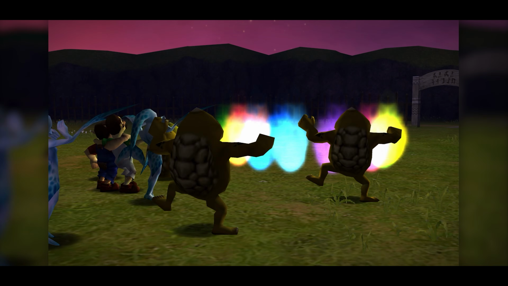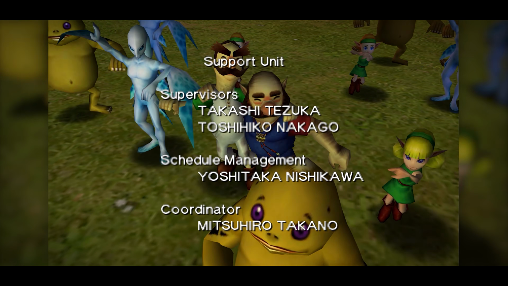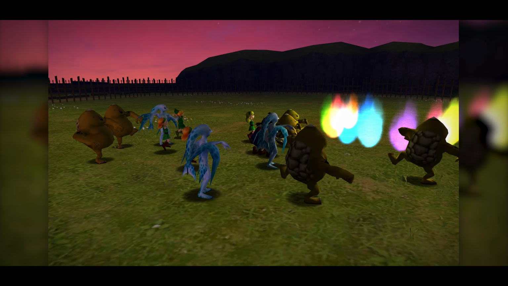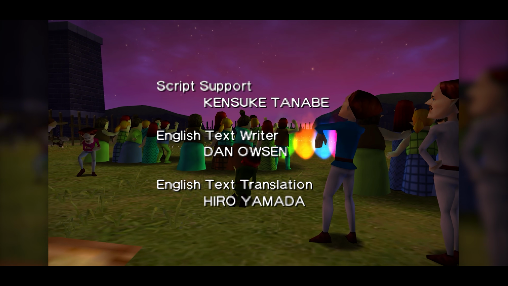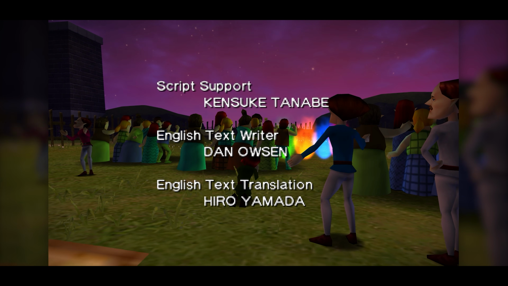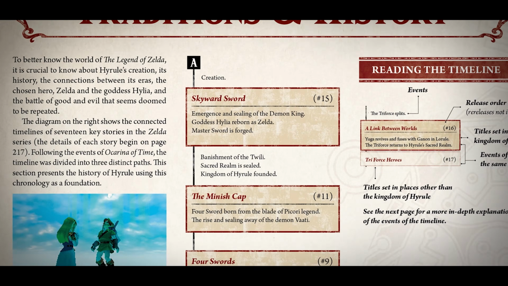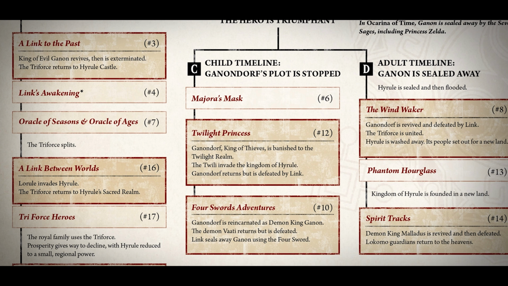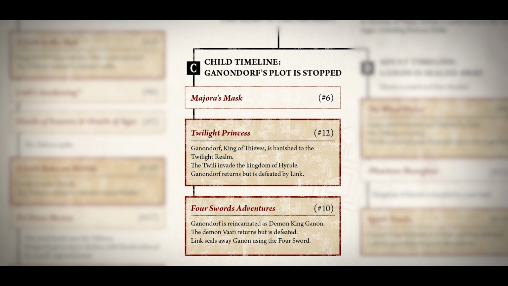In the credits, we see that the Hyrule of the future continues to exist, with people celebrating all throughout the kingdom. At this point, Link has already returned the blade to the chamber, and since his actions no longer affect that timeline's future, as well as the fact that in his own past Ganondorf would no longer have the means to rule over Hyrule, a new alternate reality has been born. The child timeline.